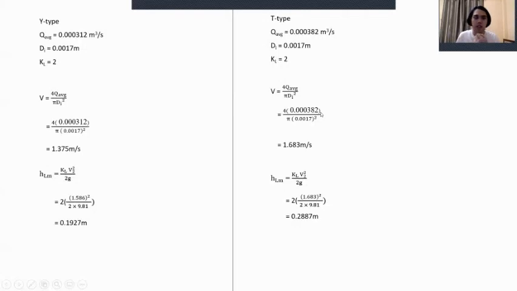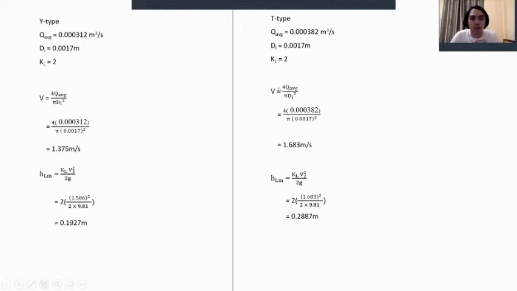So next is about the Y-type pipe. So the Q average is 0.000312 meter cube per second. Diameter is also the same, 0.0017 meter, and the loss coefficient value is 2. And then using the same formula, we can find the value of velocity of 1.375 meter per second, and also the HLM, which is 0.1927.